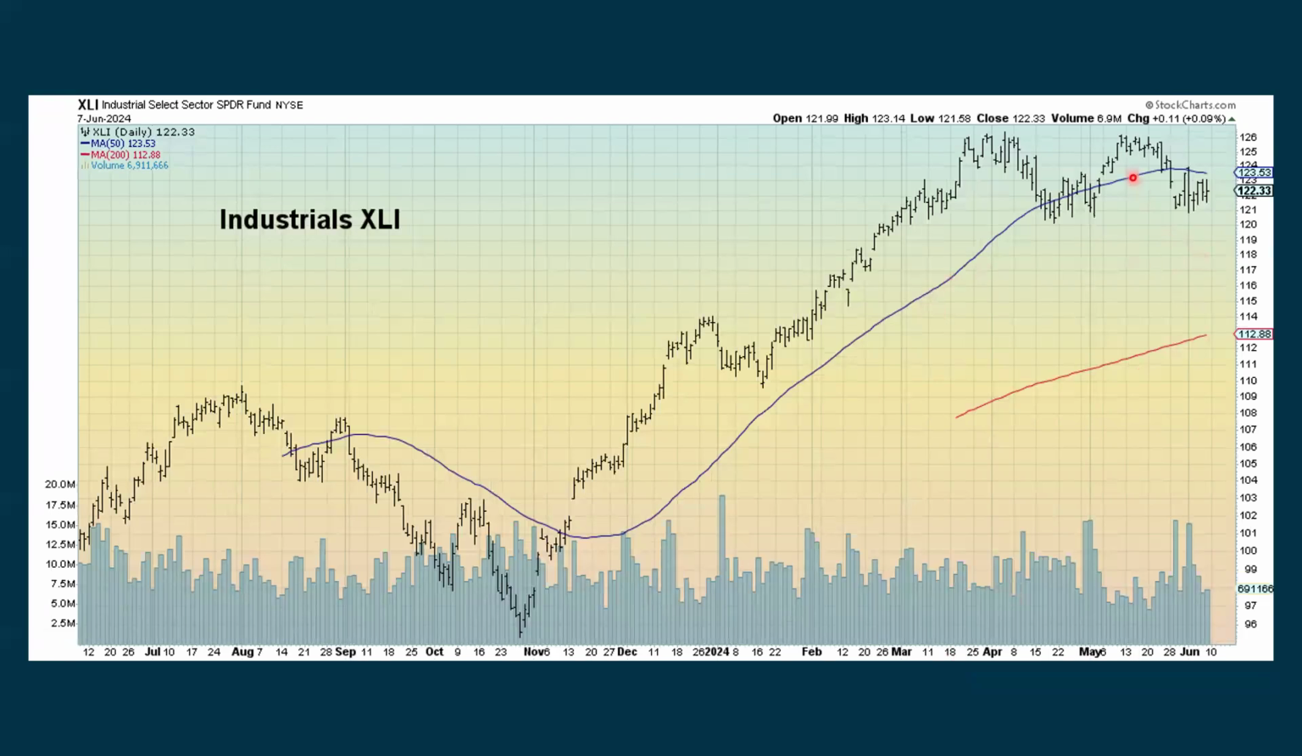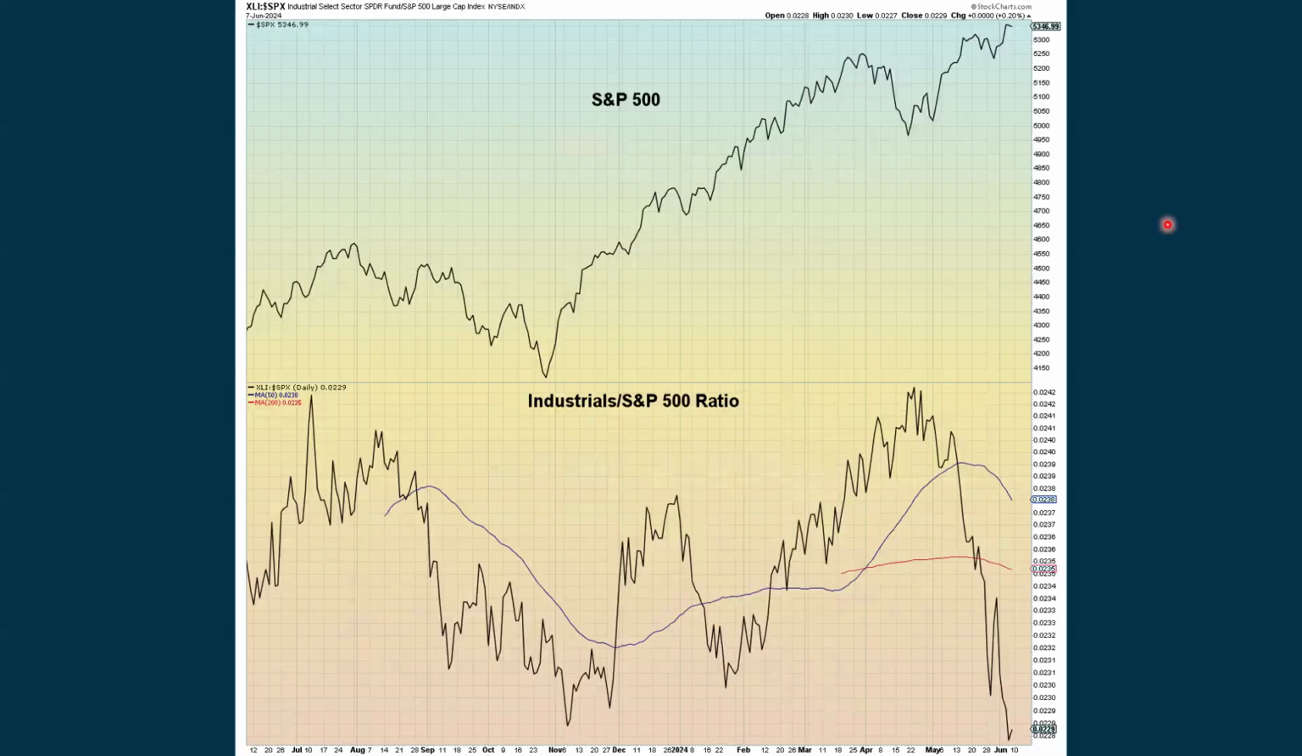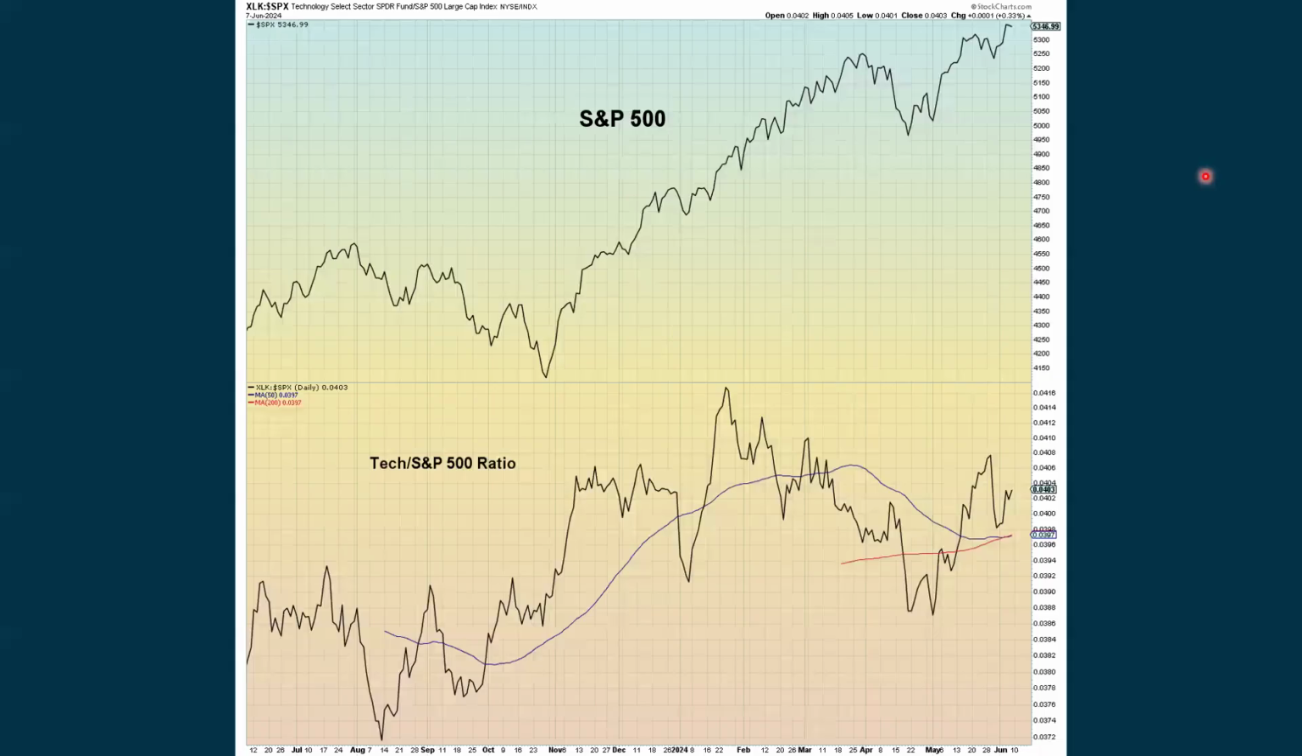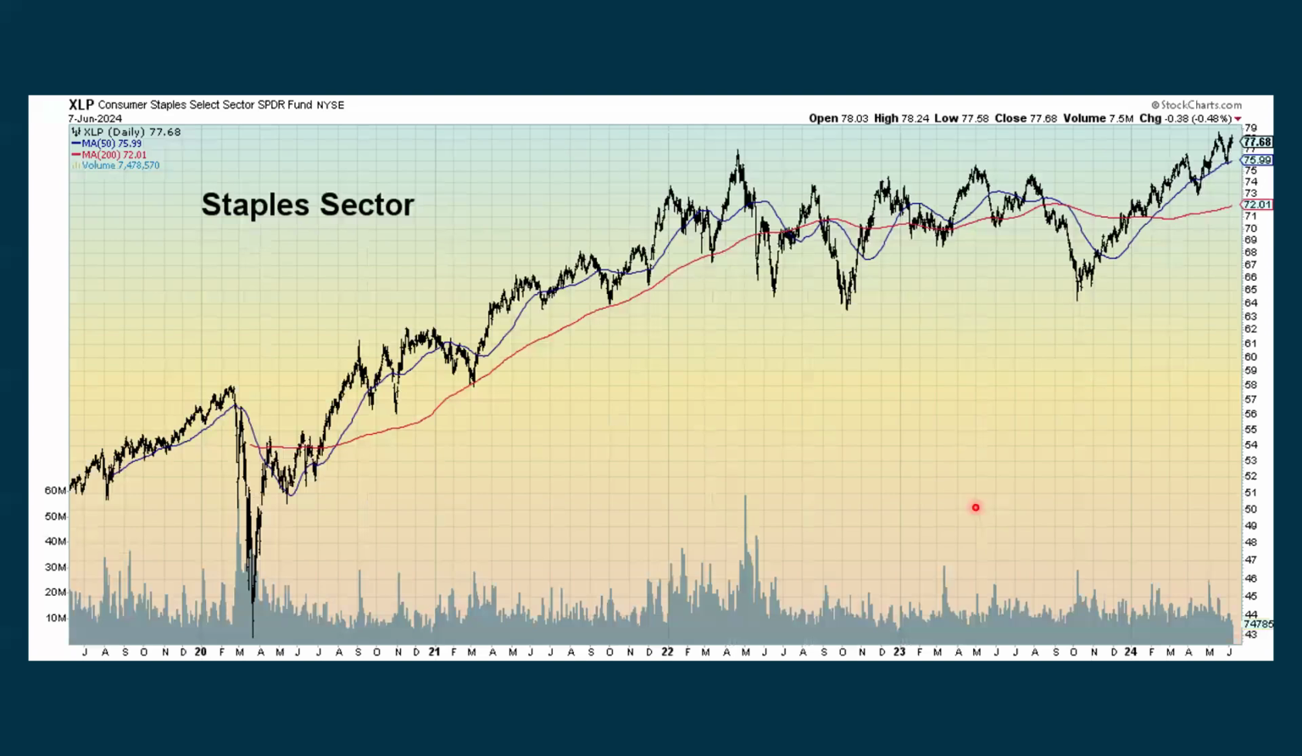Industrials also in an uptrend, but below their 50-day moving average, and now really starting to underperform the S&P, where this had been a stronger area from about February until the latter part of April. Now we're seeing this really starting to underperform. Tech, this is the darling that everybody loves, came right down to the 50-day moving average, bounced up off of that when you look at it by itself. And it's not really breaking out right now, but it's still holding up okay when compared to the S&P.